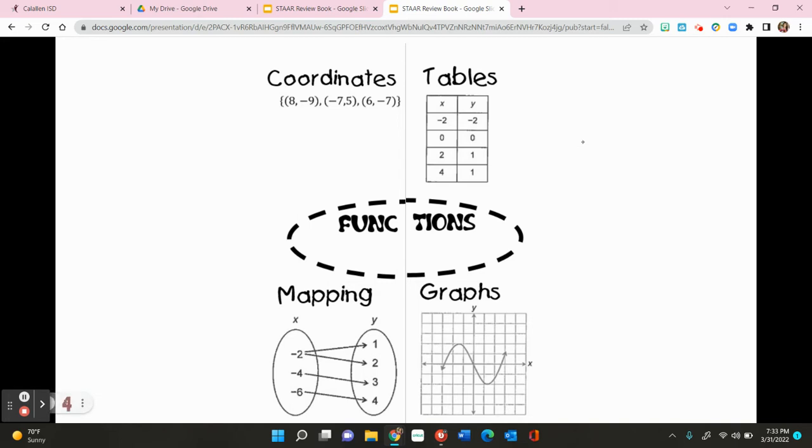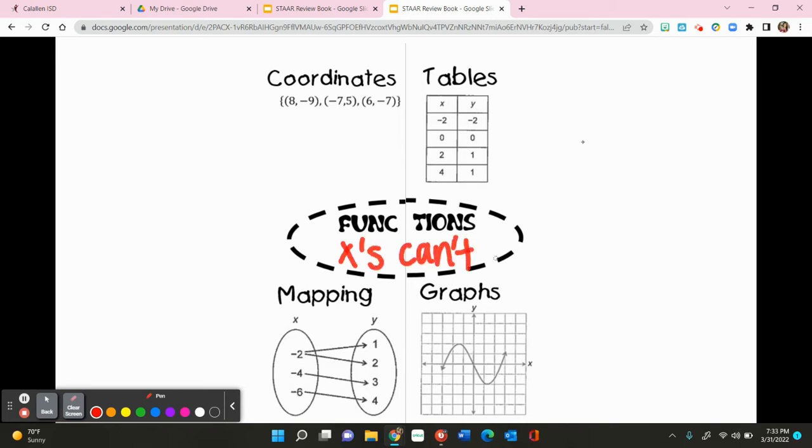First and foremost, remember that with functions, your x's can't repeat. And that's to put it simply. If you wanted a longer definition, it is when every x is paired with a unique y value. So every x is paired with exactly one y value. You can't have one x paired with two y values. Before we look at examples, I want to quickly go over coordinates, tables, mappings, and graphs.